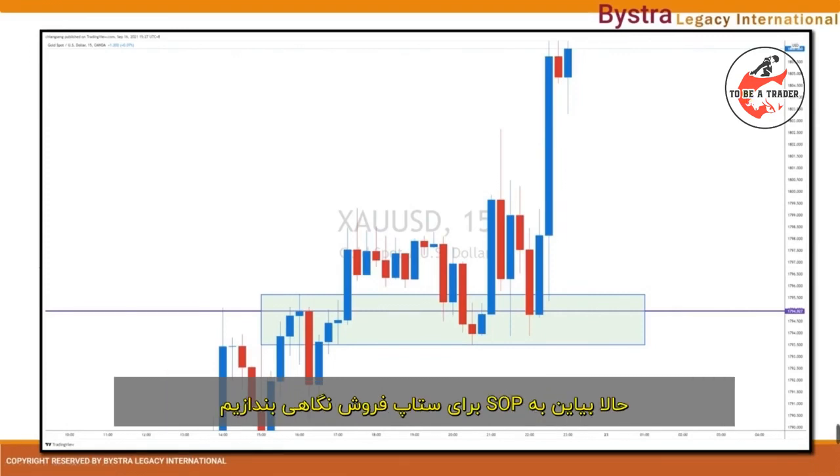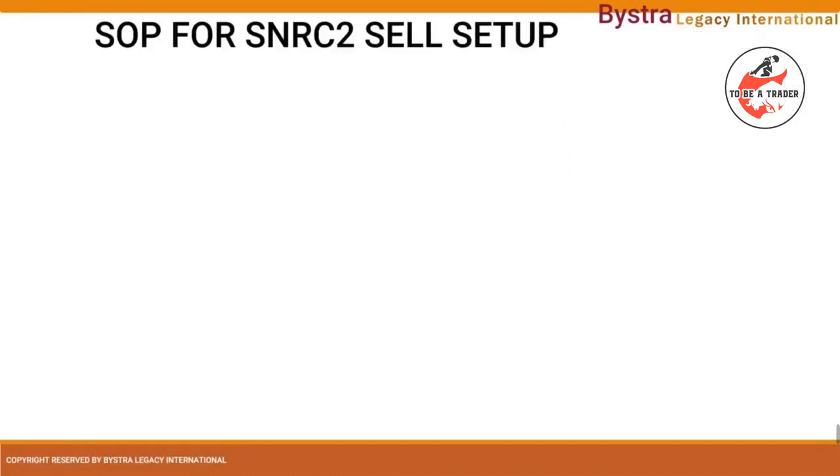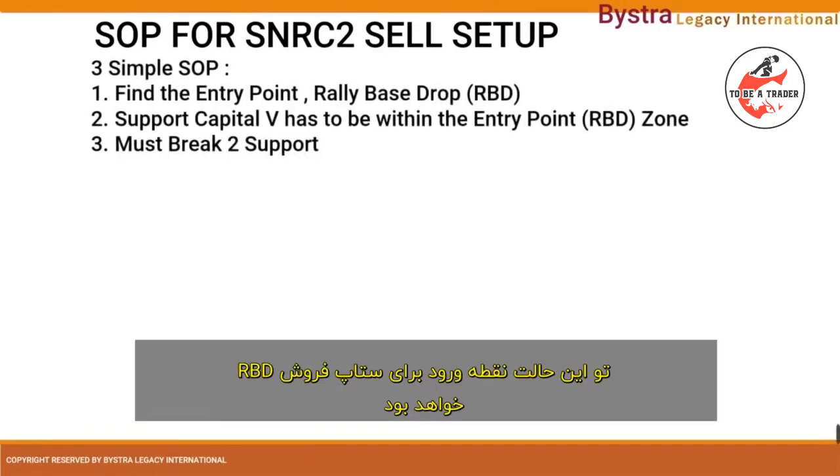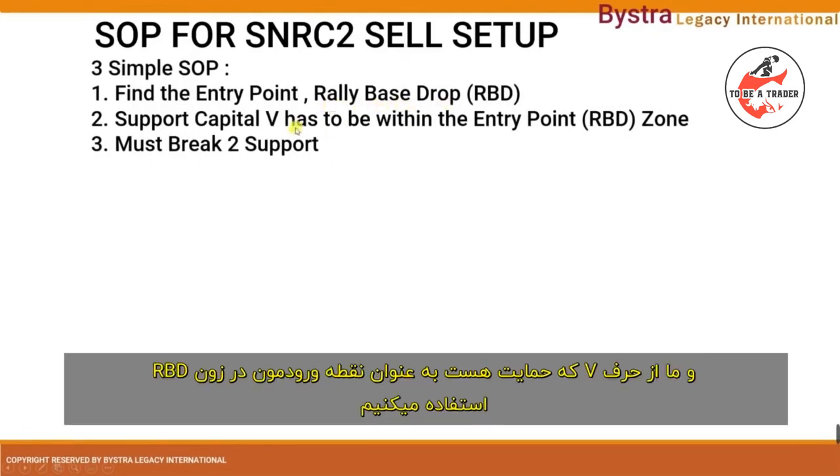Now let's look at the SOP for the SNRC2 sell setup. This time the entry point for the sell setup would be the Rayleigh base drop, and we will use the capital V, which is the support, as our entry point into the Rayleigh base drop zone.